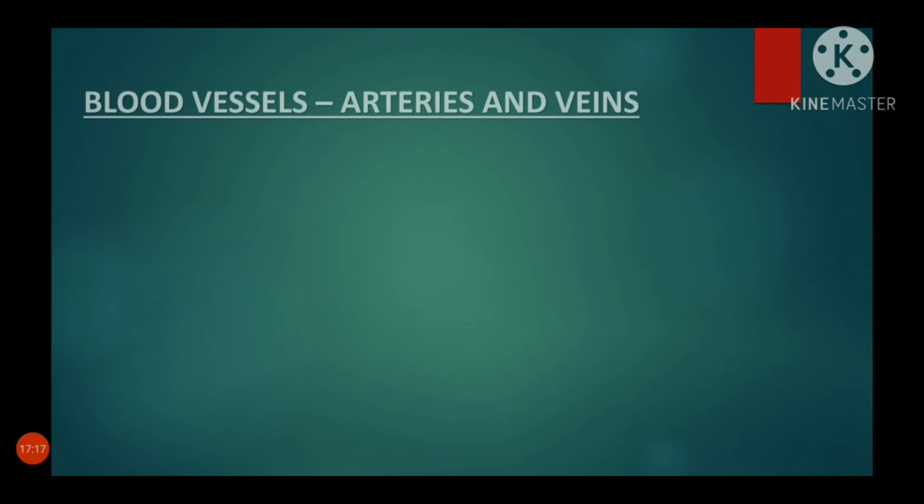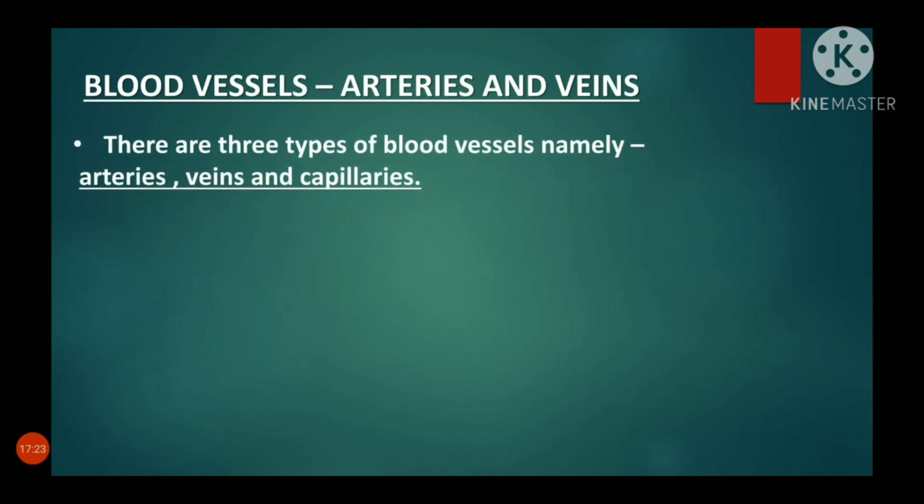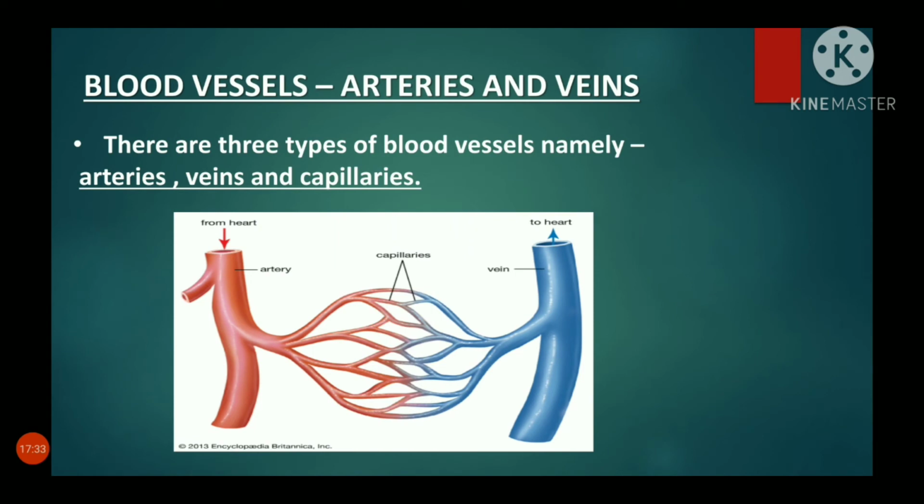Next is blood vessels, arteries and veins. There are 3 types of blood vessels, namely arteries, veins and capillaries. See here, this is arteries, veins and capillaries. You can see the diagram. The red color is the artery.